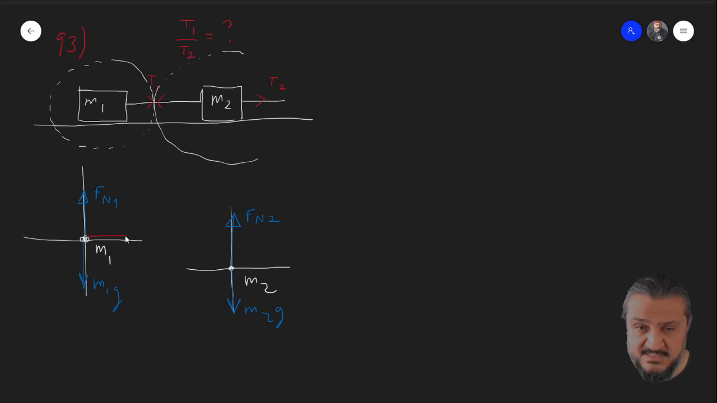For M1, it's a force pulling it to the right, T1. When you come to M2, there's still T1, but it's pointing to the left now. Okay, this guy here, T1 is pulling M2 to the left, but T2 is pulling it to the right.